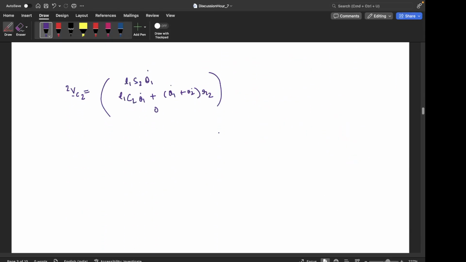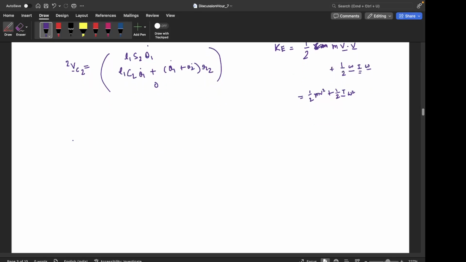Okay, so now we have the velocities, so it's time to write the kinetic energy. Kinetic energy in general of a rigid body can be written as half m v dot v plus half omega I omega, or in scalar terms it is half m v square plus half I omega square. So let's write that. First let's write for link 1, that is KE1, link 1.